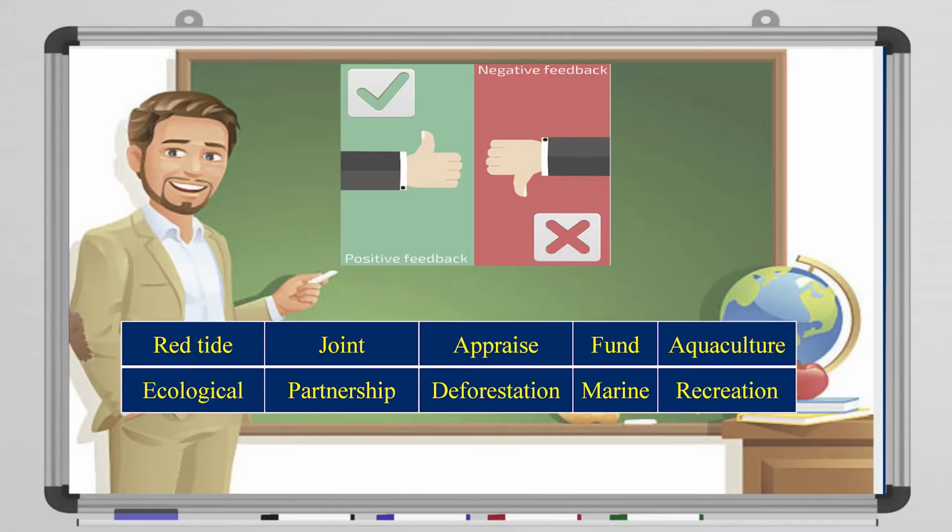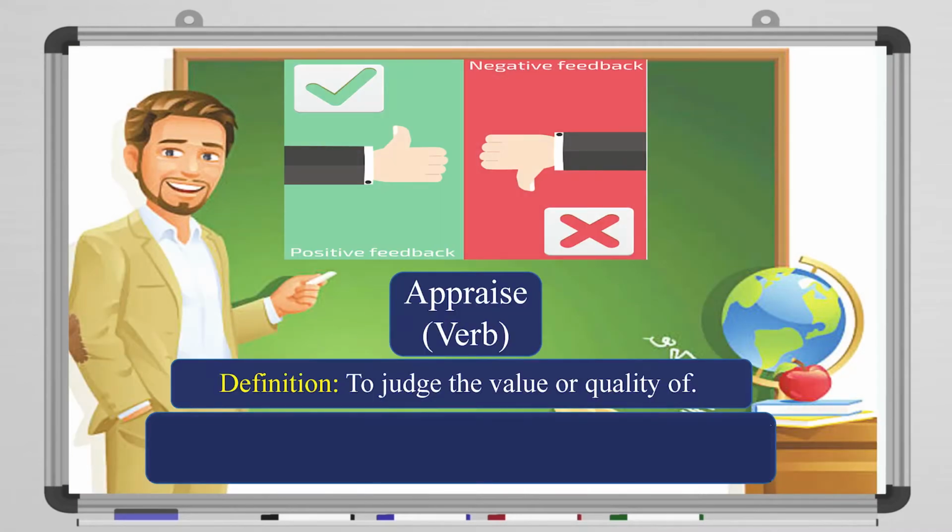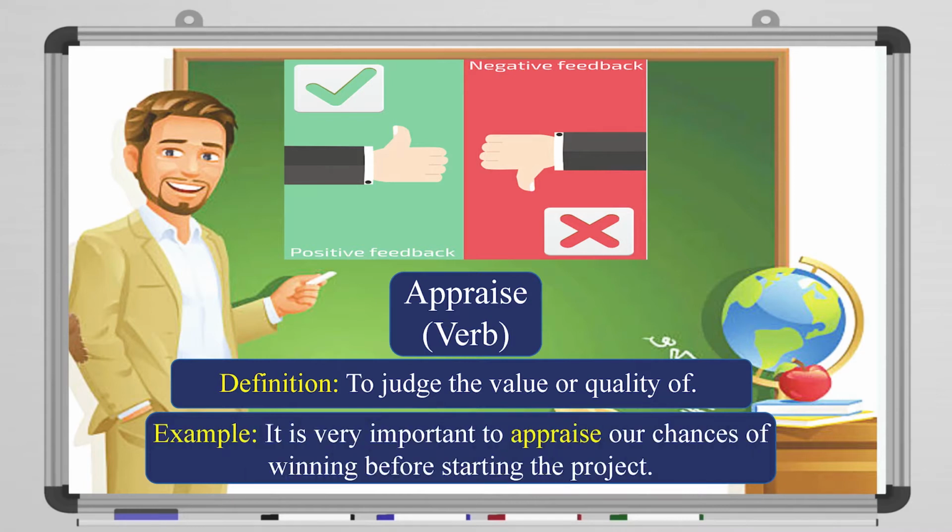So, we have the first picture, positive feedback, negative feedback. So when you're giving someone feedback, what are you doing? Are you red-tied? Are you joint? No, you are appraising them. So the word appraise means to judge the value or quality of something. So for example, it is very important to appraise our chances of winning before starting the project. Did you get that one? Let's look at the next one.